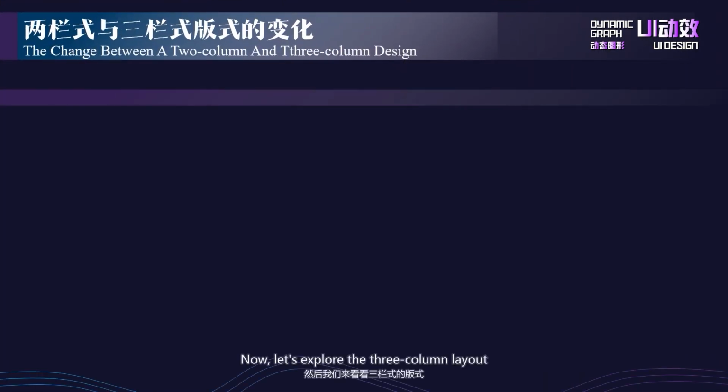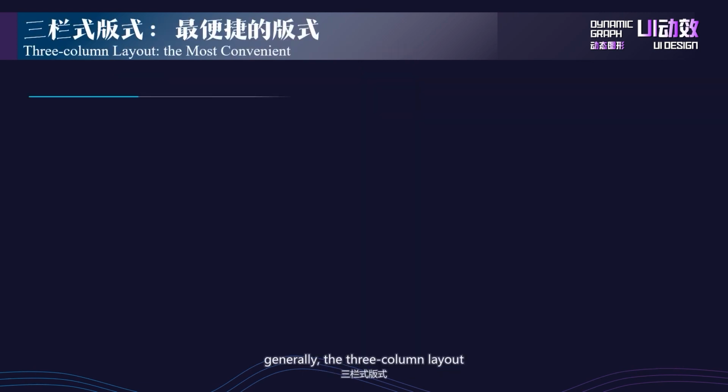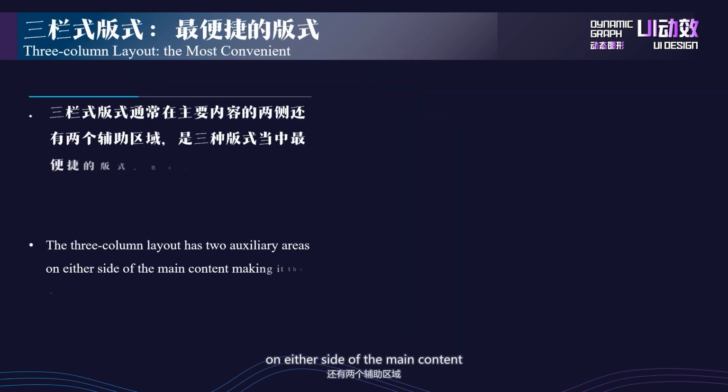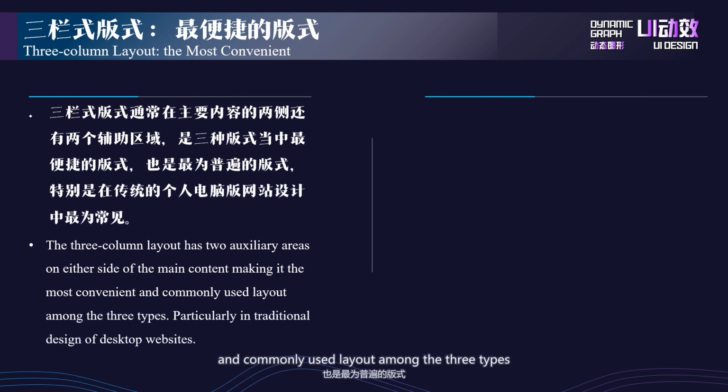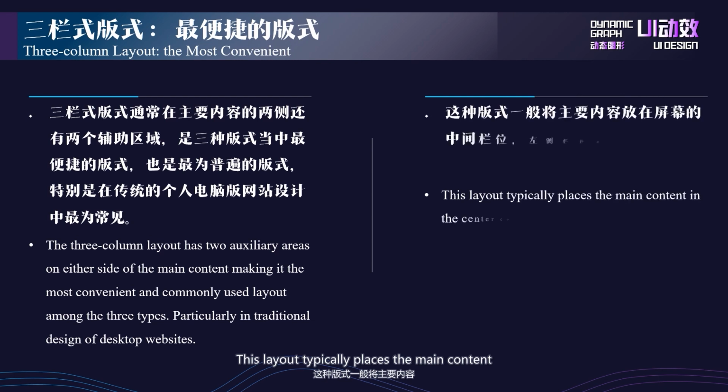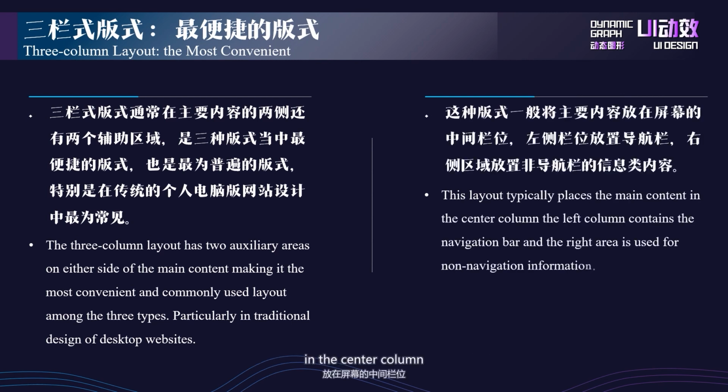Now let's explore the three-column layout. Generally, the three-column layout has two auxiliary areas on either side of the main content, making it the most convenient and commonly used layout among the three types, particularly in traditional design of desktop websites. This layout typically places the main content in the center column. The left column contains the navigation bar, and the right area is used for non-navigation information. However, it is challenging to implement this layout on mobile interfaces, so we will briefly introduce it here.